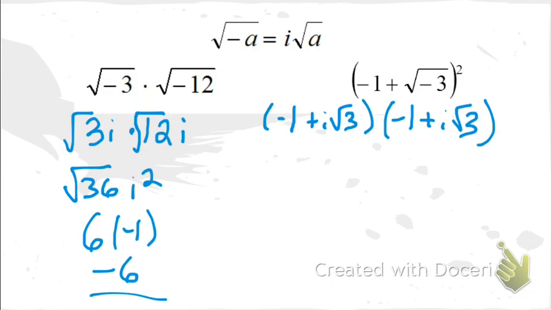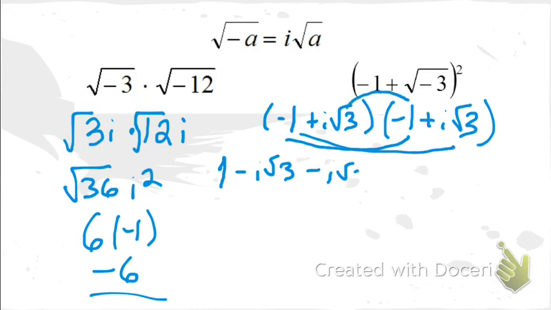Now we can just FOIL either using the special product, a plus b squared is a squared plus 2ab plus b squared, or just multiply it out right now. So negative 1 times negative 1 is just positive 1. Negative 1 times root 3i is negative i root 3. Now negative 1 times i root 3 is negative i root 3 again.